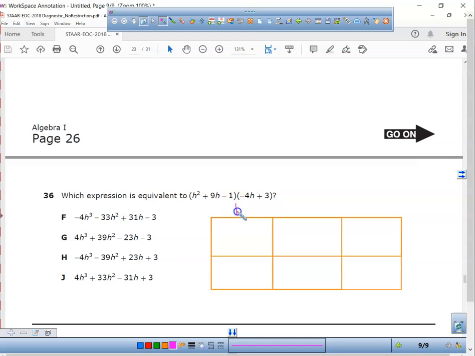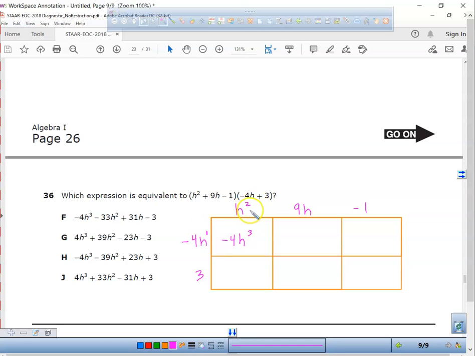And right now, I want you to make this h squared, make this 9h, make this -1. And over here, I want you to make this -4h and make a 3 right there. All right, here we go. What's -4h times h squared? That's -4h cubed.